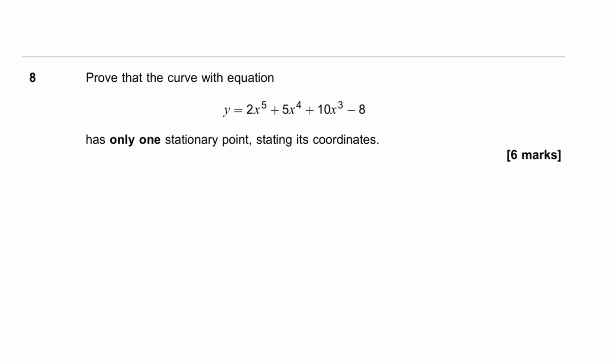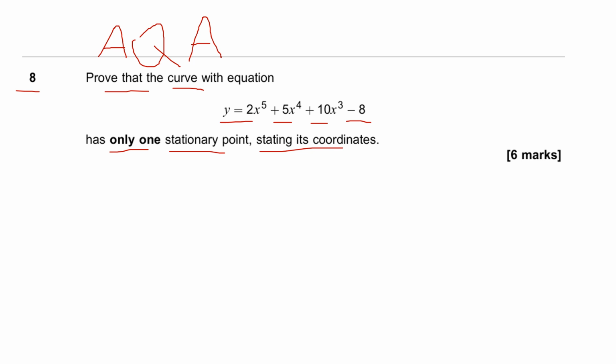Okay, folks, this is question number 8 from an AQA exam past paper from the AS Pure Mathematics. Looking at some calculus here, some differentiation. You're asked to prove that the curve with the equation y equals 2x to the 5 plus 5x to the 4 plus 10x cubed minus 8 has only one stationary point, stating its coordinates.